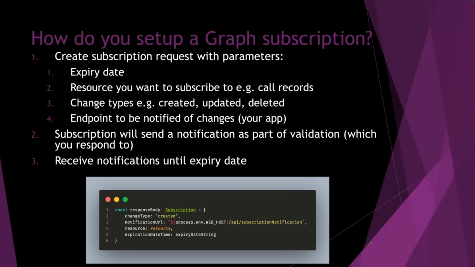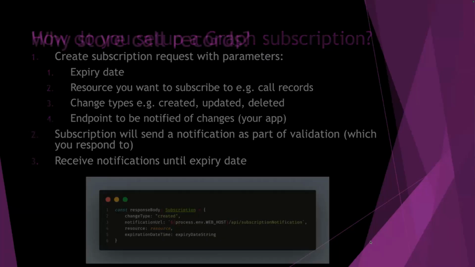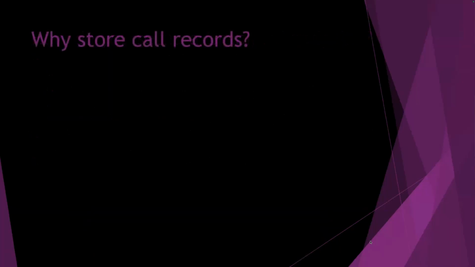So in this case, I've said, here's a subscription. I want the change type, so only when it's created. I don't worry about it being updated or deleted or whatever. The resource in here, I've done it as a parameter, so obviously we can change the resource type depending on what type of subscription it is. And likewise with the notification URL, it's just effectively my host name of wherever the code's running, and then /API/subscription notification. You can change that to whatever you want it to be, but that's what I'm using in this sample anyway.